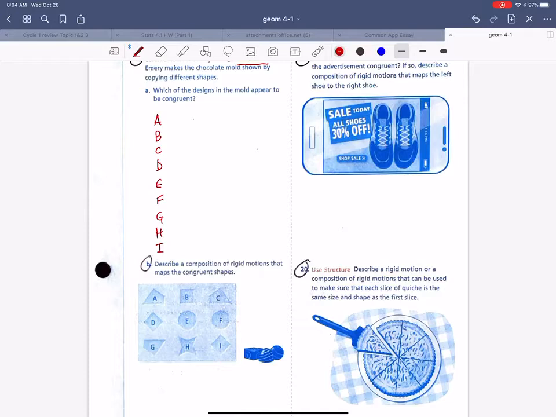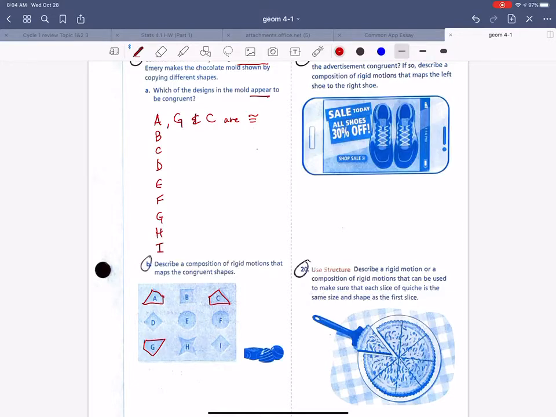All right, so A and C kind of look congruent, right? G also looks like it could be congruent. So A, G, and C look congruent. And they just said look, appear to be. So I can kind of go just by looks here.